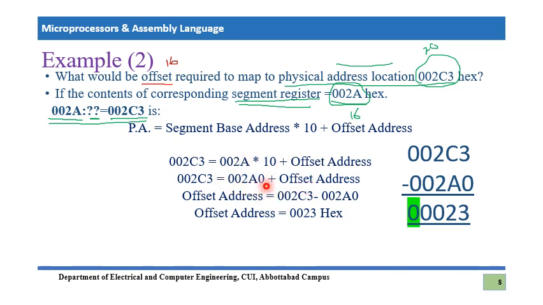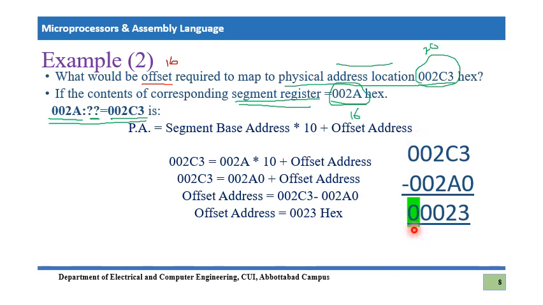Now what do we have to calculate? Offset. So this will go on the left side, and it will become 002C3 minus 002A0, and there is a subtraction going on. 3 minus 0 becomes 3. C minus A: C is equal to 12, A is equal to 10 in hexadecimal, so 12 minus 10 will become 2. 2 minus 2 will become 0. 0 minus 0 will become 0, and 0 minus 0 will become 0.